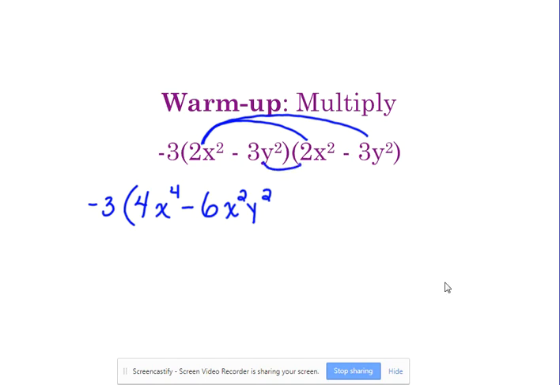Then when we multiply the inside, -3 times +2 gives us -6 again. We've got y squared times x squared. I always just like to write it in alphabetical order, even though the y squared technically came first in the problem. Then when we multiply the last, -3 times -3 gives us +9. Y squared times y squared is y to the 4th.